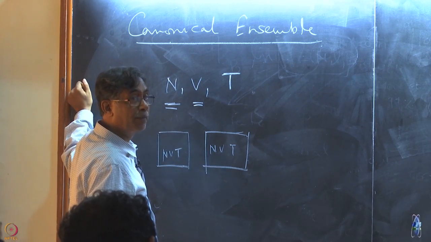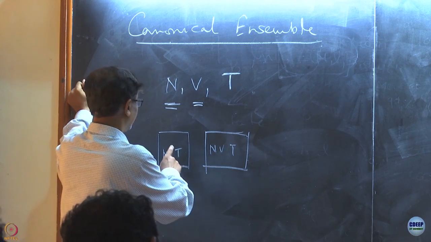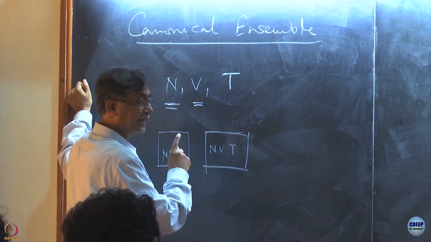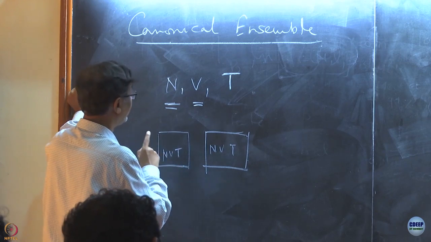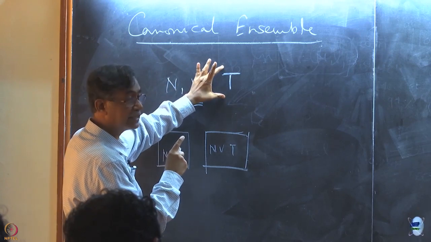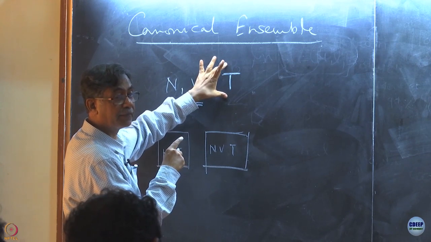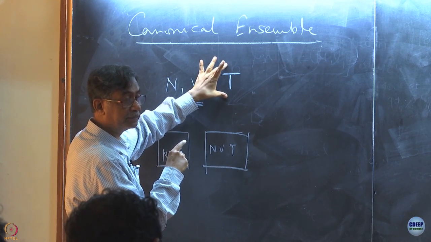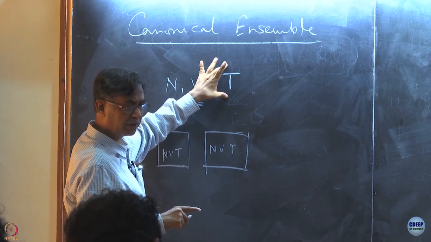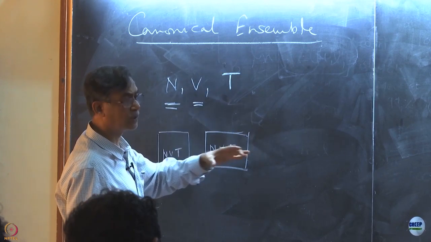Now we'll do a beautiful mental construction. The basic strategy is the following. Here we have number fixed, volume fixed, but energy exchange is allowed, such that temperature is constant. So you put it in a bath, and we in chemistry always do these experiments. We put it in a bath to preserve the constant temperature.